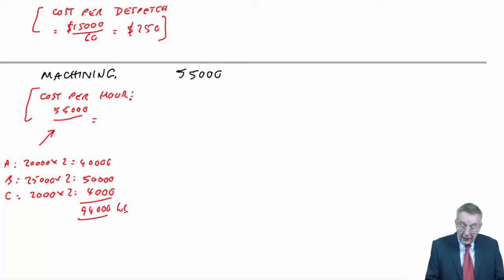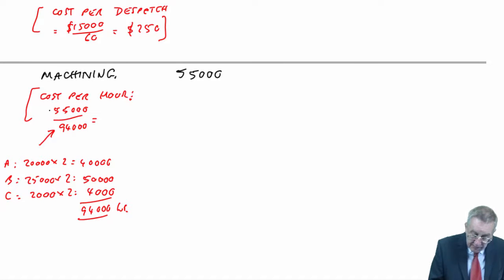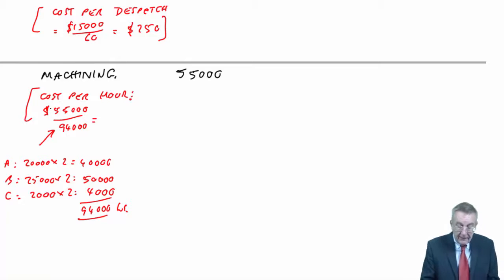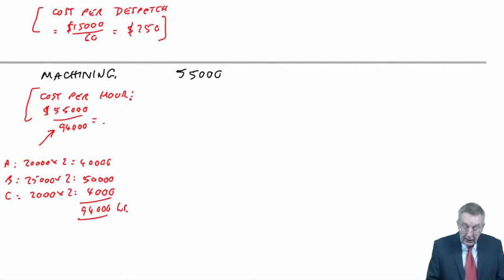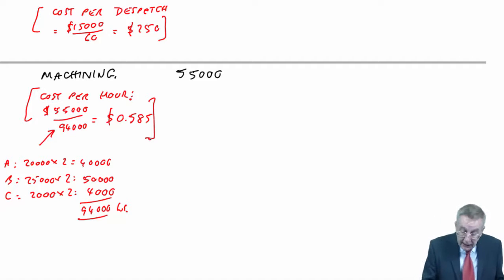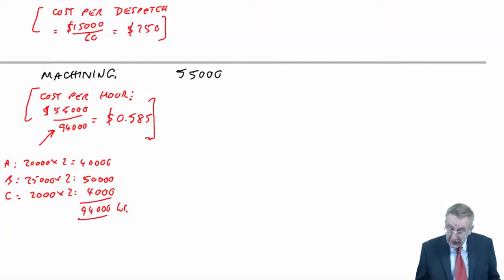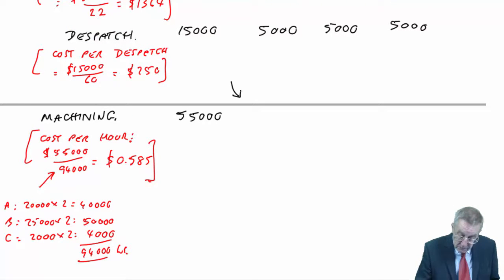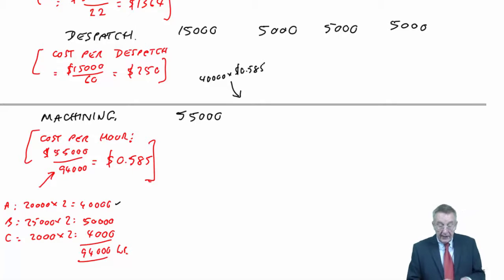And therefore the cost per hour: 55,000 overheads, divide by 94,000 hours, I get 0.585. Again, there's rounding, but it's the same explanation as before. I'm not going to repeat it. Now we can charge it to the products. So A was 40,000 hours at 0.585. Gives me how much?